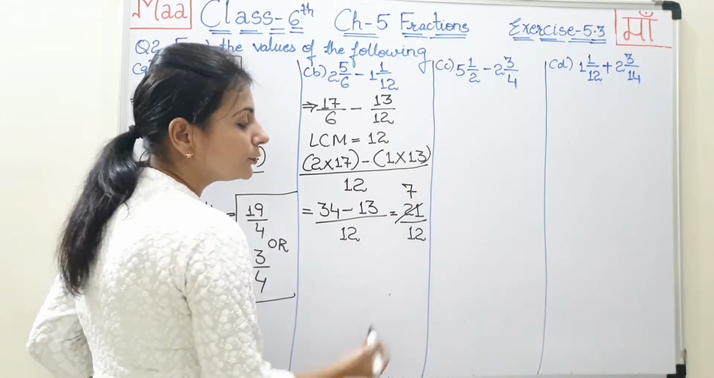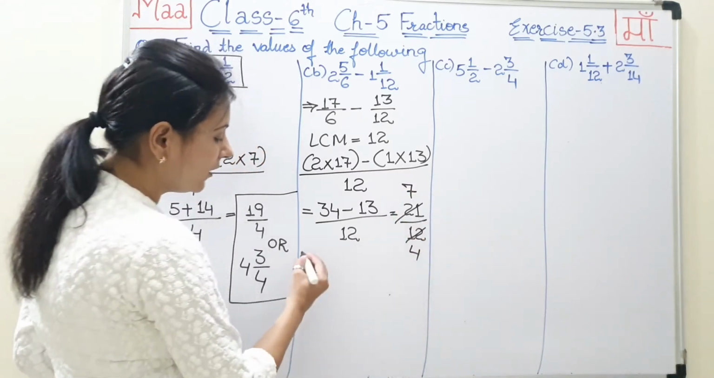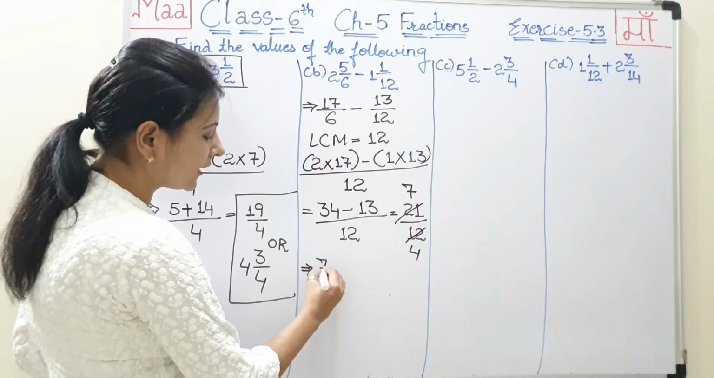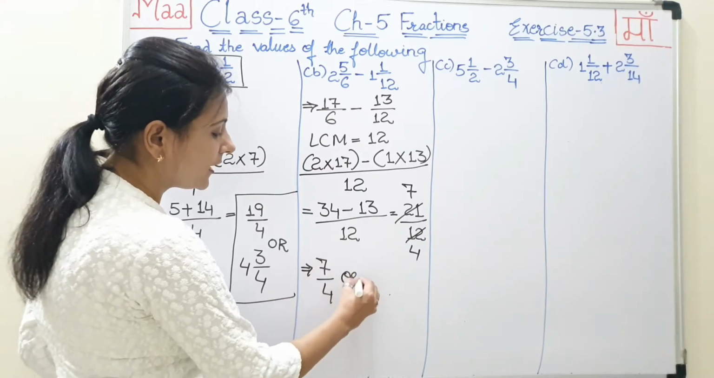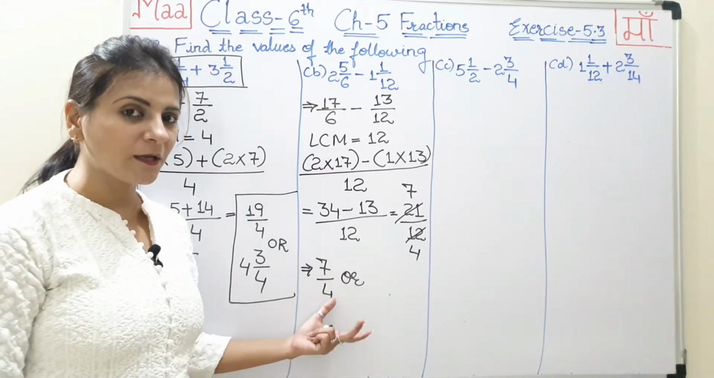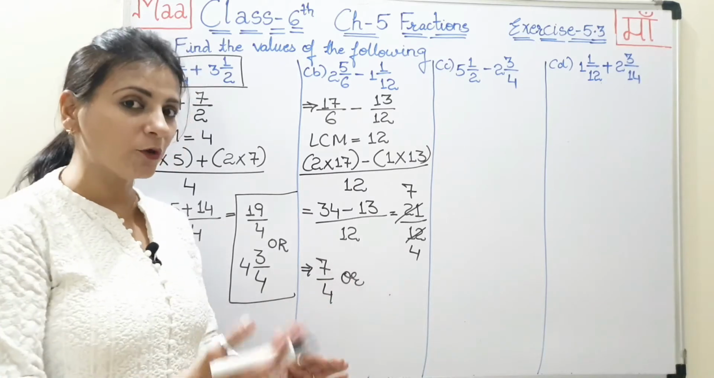3 7s are 21 and 3 4s are 12. So what answer have we got? 7/4.